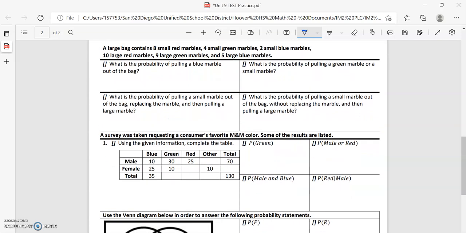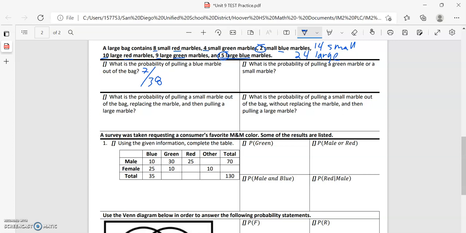Okay, so what's the probability of pulling a blue marble out of the bag? We have 8 small red, 4 small green, 2 small blue, 10 large red, 9 large green, and 5 large blue. So let's find out how many blues we have total. We have 5 and 2, so that's 7. And how many marbles do we have in total? 8, 4, and 2 adds up to 14 small. And then we have 10, 9, and 5, which is 24 large. So 24 and 14 is 38.